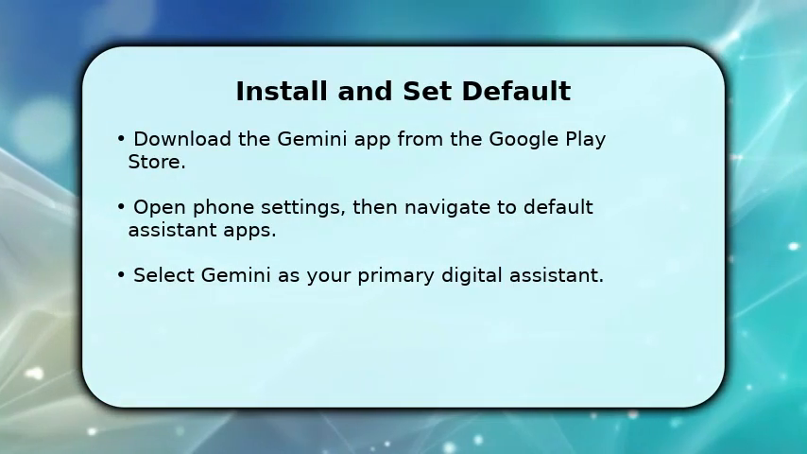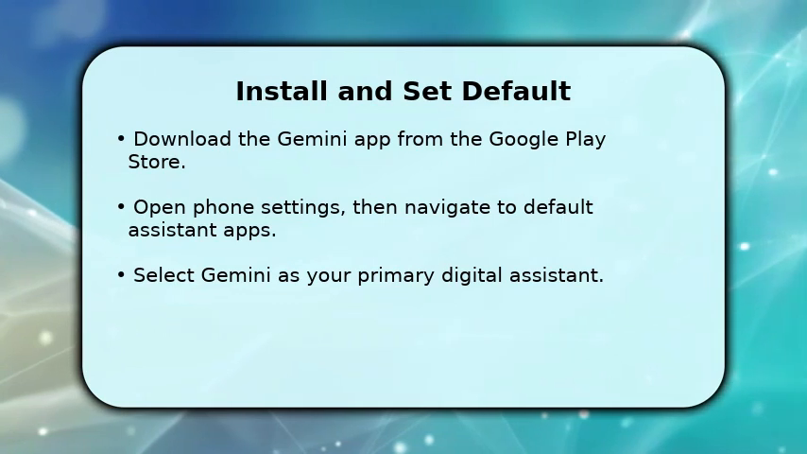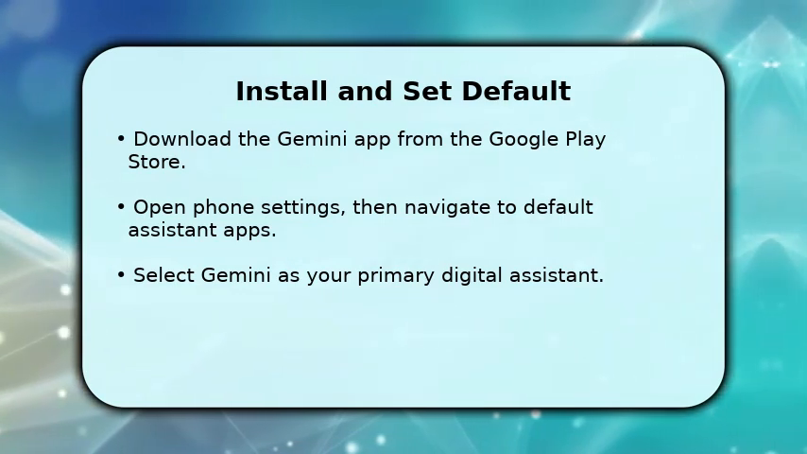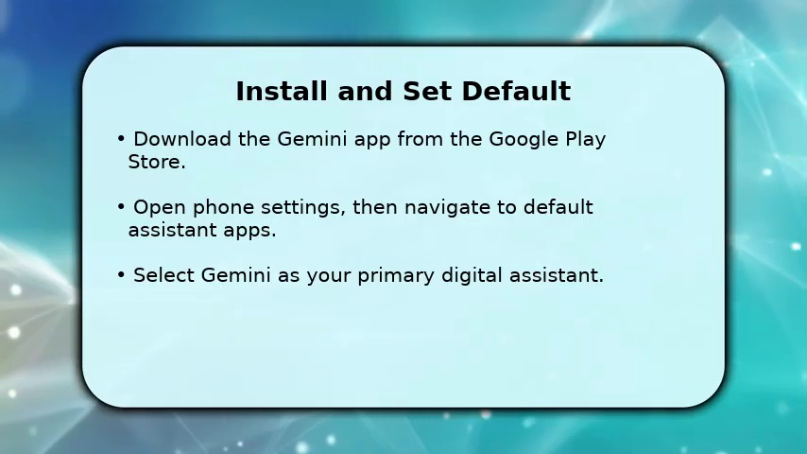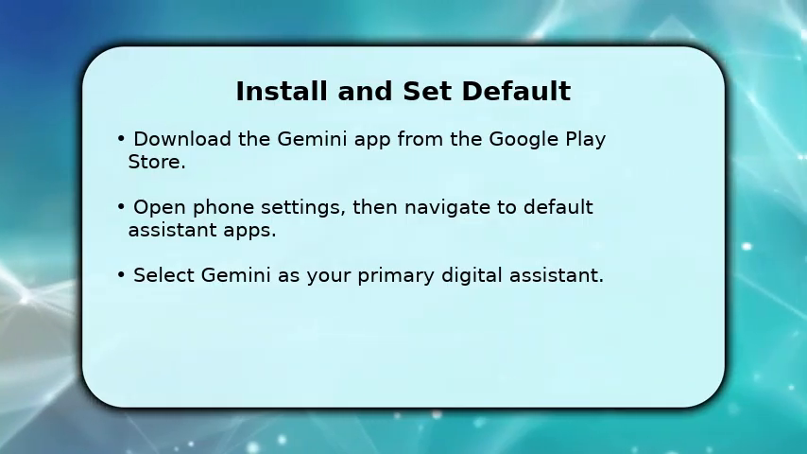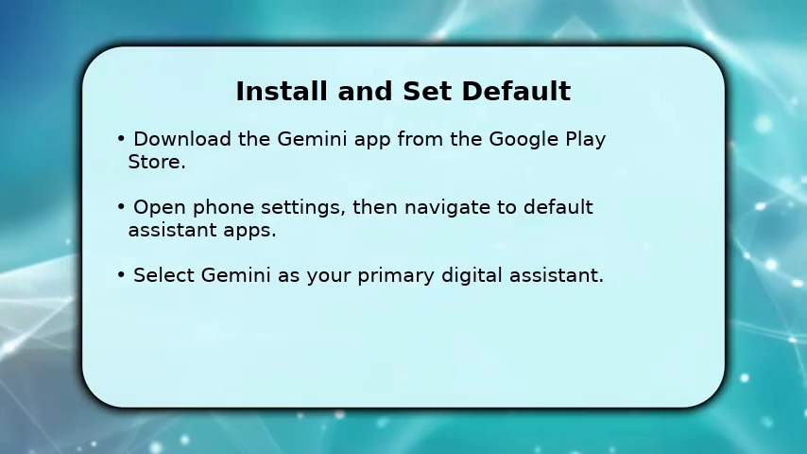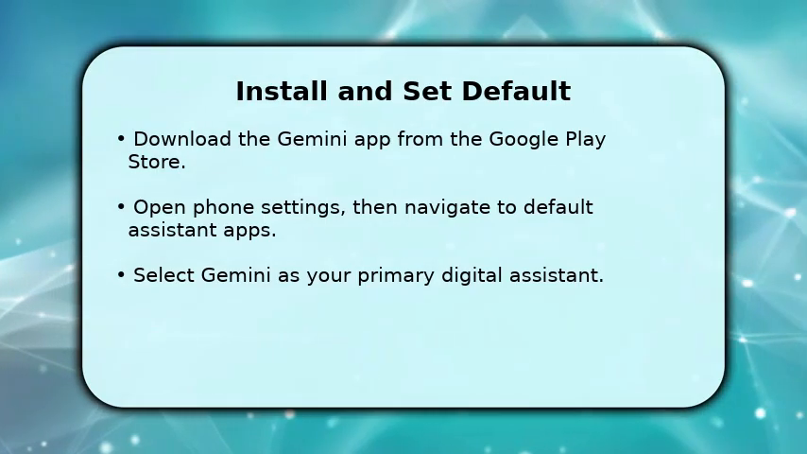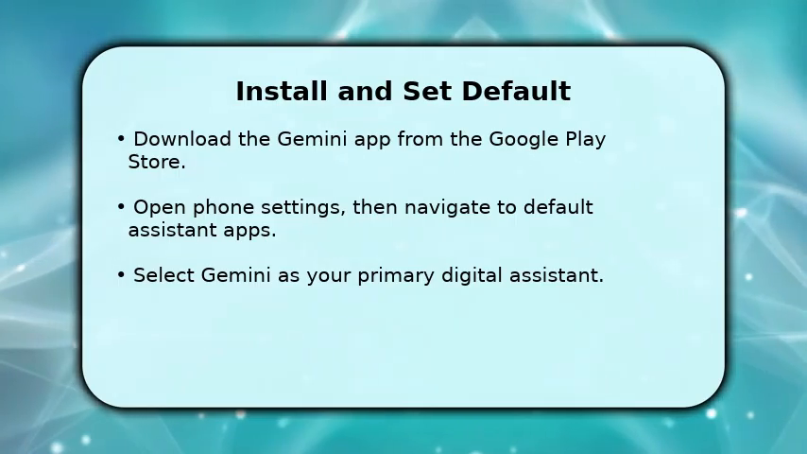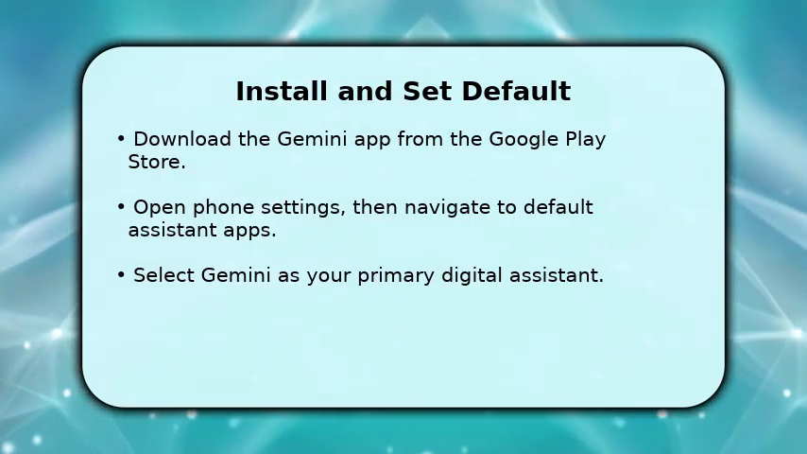Next, you will need to install the Gemini application. Head over to the Google Play Store and search for Google Gemini to download it. Once installed, open your phone settings. Find the Apps section, then choose Default Apps, and finally Digital Assistant app. Here, select Gemini to make it your device's main assistant.